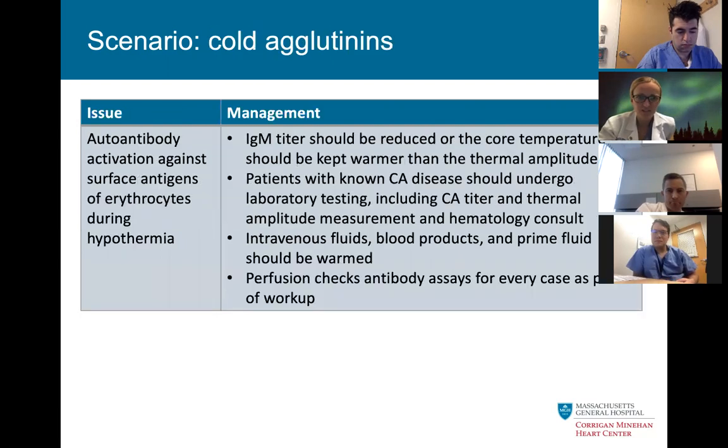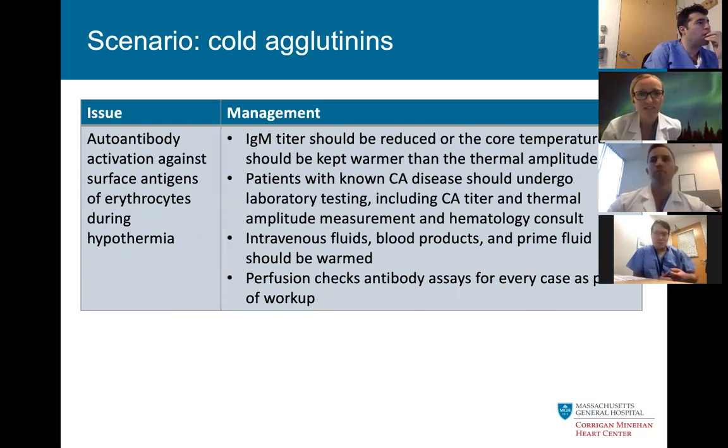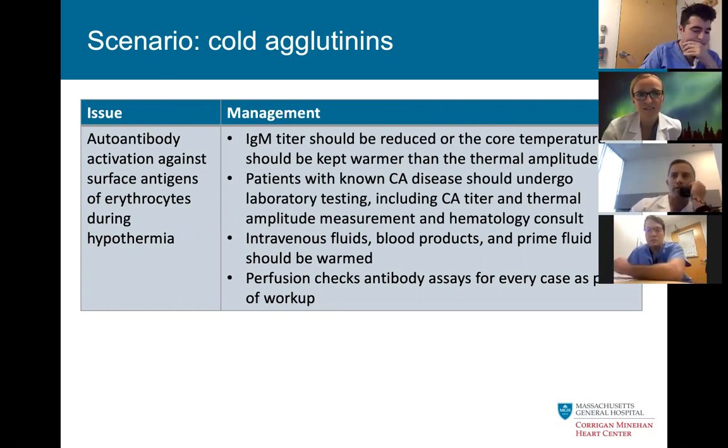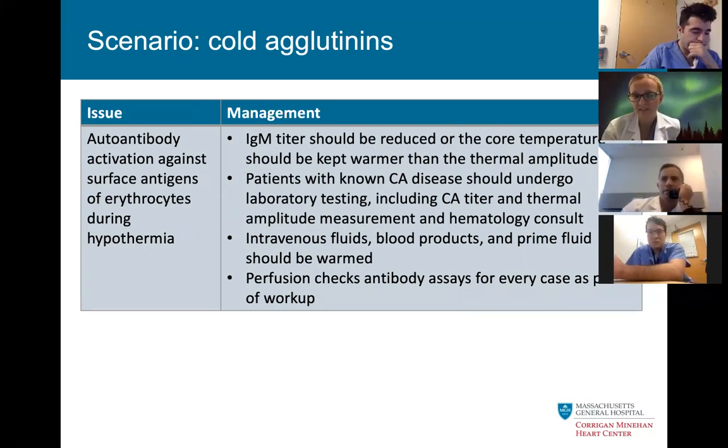All right, we'll continue on to cold agglutinins. So I have these very special case scenarios that I'm going to go through briefly. Cold agglutinins, this is an issue where patients have autoantibodies against surface antigens of erythrocytes that are activated during hypothermia. This is actually part of the perfusion checklist in terms of pre-oping the patient, making sure that the patient does not have any antibodies for this, and they do this with an assay as part of every case. The way you can manage that is by reducing IgM titers, or you could keep the core temperature warmer than the thermal amplitude of the autoantibody that the patient has.